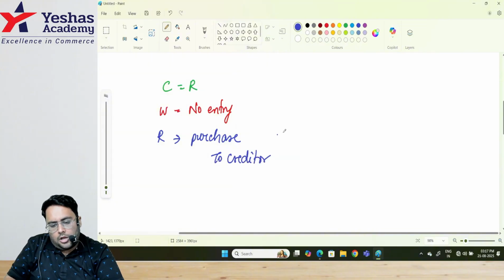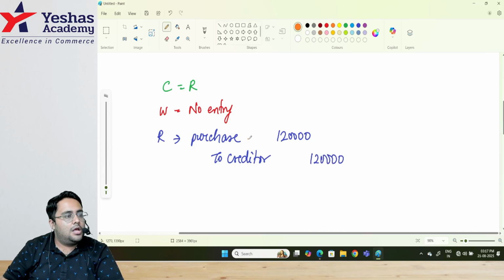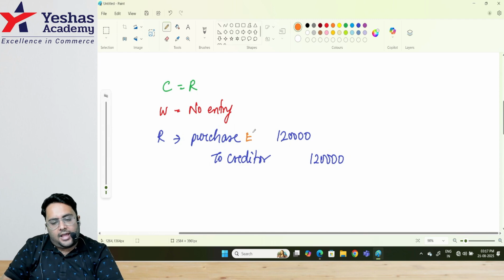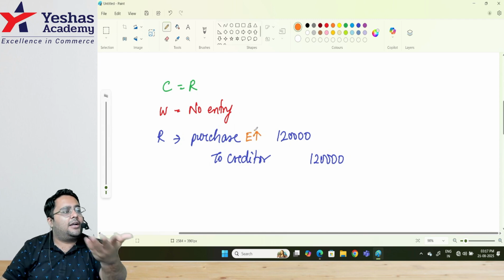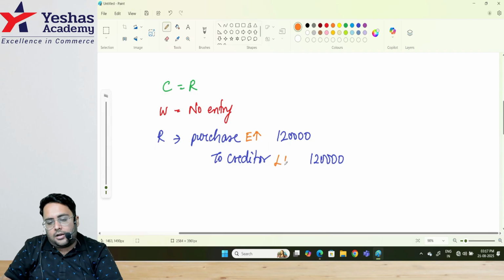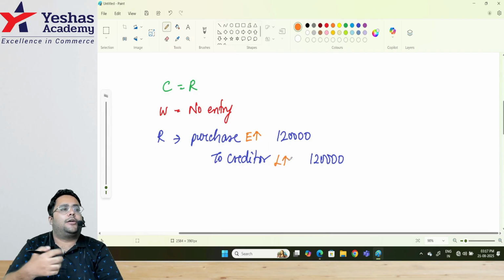How much? 1,20,000, 1,20,000. What is the effect in your accounts? Purchase has been debited, expense goes up. Add to purchases. Creditor liability goes up. Add to creditor.